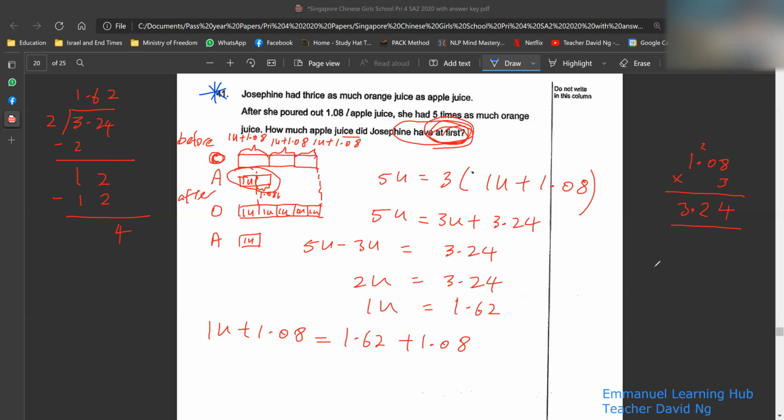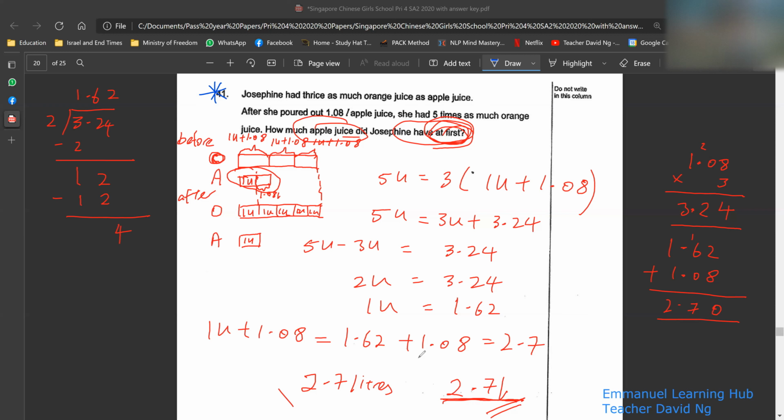And this one is simple addition. You do together. 2 plus 8 is 0, carry over. 2.7. Once you get 2.7, also don't happy go lucky and just write 2.7 as the final answer. How much apple juice? Indicate the unit. At the line there, you write 2.7 liters. Either you write 2.7 L or spell out the word liters.